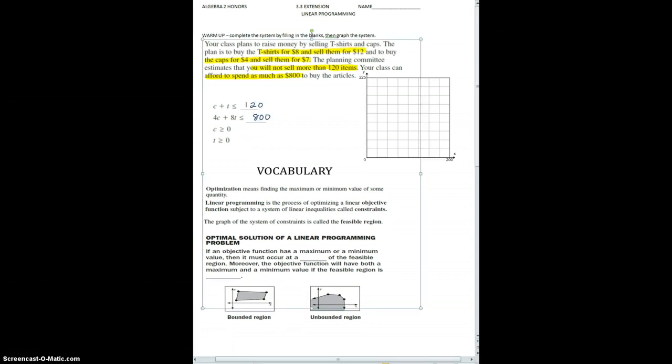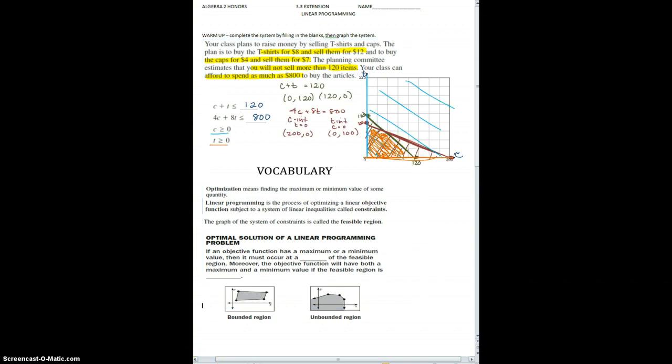Once you've filled in the blanks, graph each of the equations by finding the c-intercept and then the t-intercept, treating your c like your x and your t like your y. Now compare your work with my work. For c plus t equals 120, I found the c-intercept to be at (0, 120), and the t-intercept to be at (120, 0). I showed you a little bit more work for the equation 4c plus 8t equals 800.